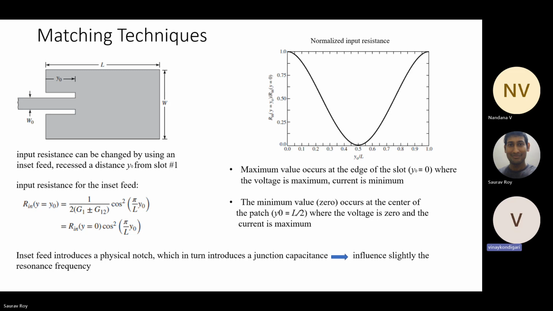Is there any condition for that gap also? The gap between the feed and the patch? Generally it does not have a formula. You have to balance your bandwidth and everything. You have to do several runs and tune it. The tuning is required. But the main parameter is y naught. At what gap do you have the real part of your input resistance equal to 50 ohm? The y naught parameter is mainly important: how far inside you should go.